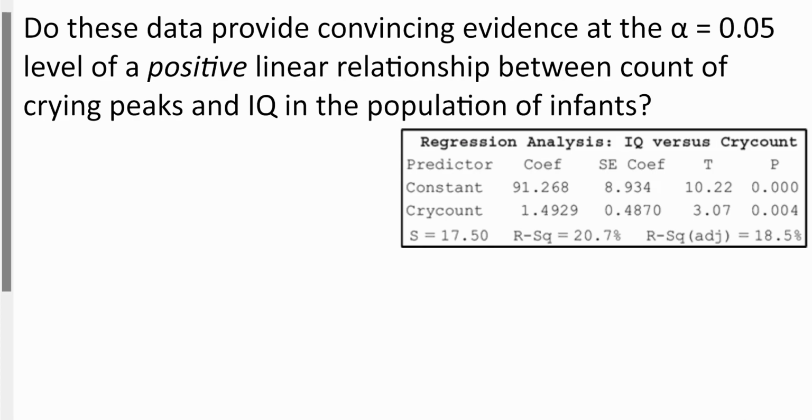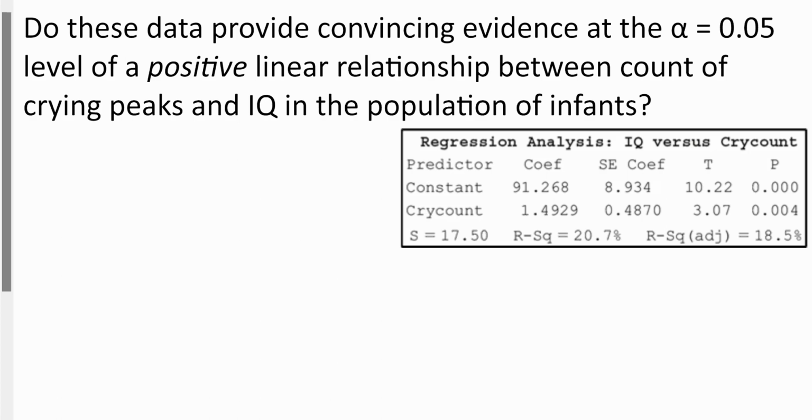Now, at this point, hopefully you were able to check the conditions and see that they theoretically were all met. Not everything's perfect, but it was enough to say that, yeah, I think those are met. So let's answer the question. Do these data provide convincing evidence at the 0.05 alpha level of a positive linear relationship between the count of crying peaks and the IQ in the population of infants?